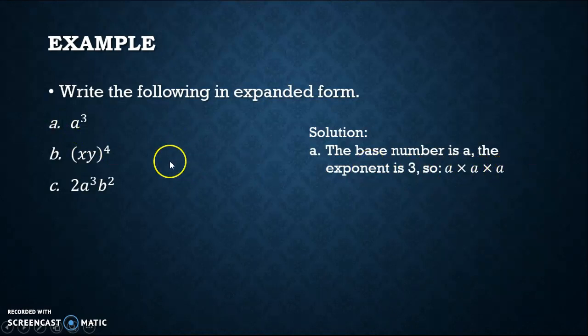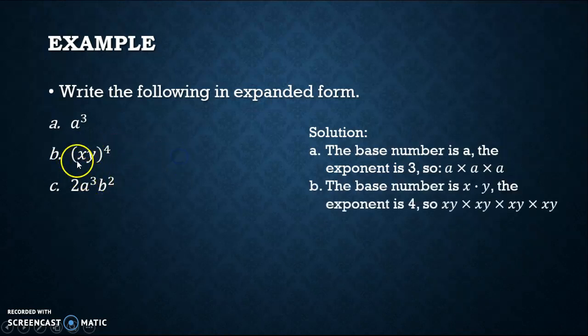For b, it's xy to the power 4. So actually xy in brackets to the power 4. That means your base number is x times y. Here, the dot is what I use to emphasize that xy means x times y. So the whole product of x times y is our base here, and the exponent is 4. So we need to multiply the product xy 4 times.